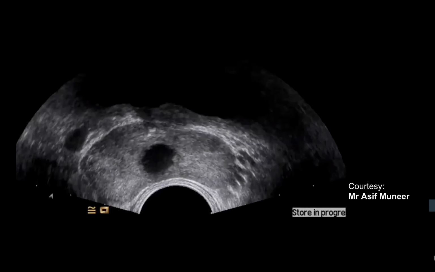Okay, the sperm analysis shows absence of sperms, absence of fructose, very consistent with obstructive azoospermia. So what are you going to do?